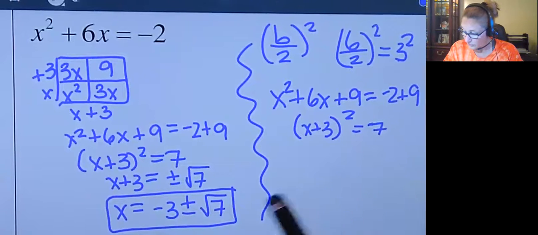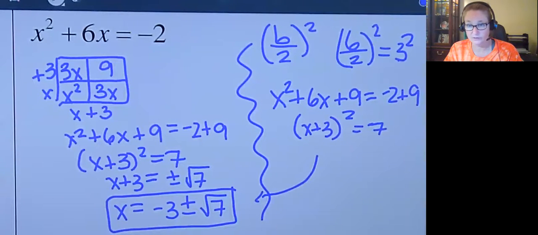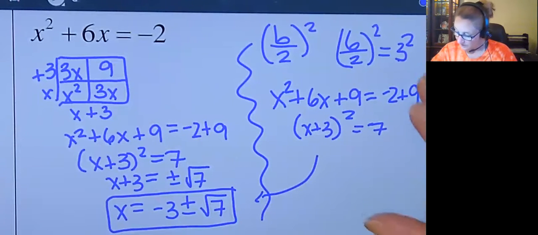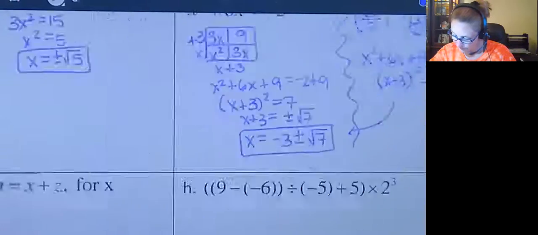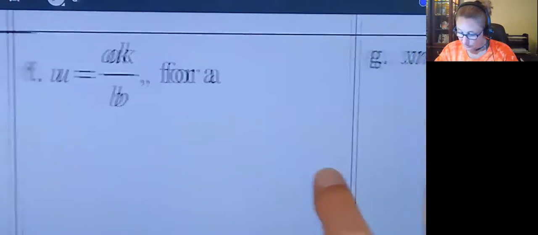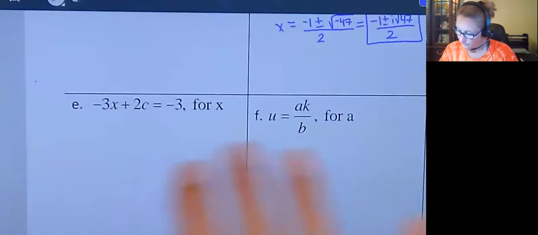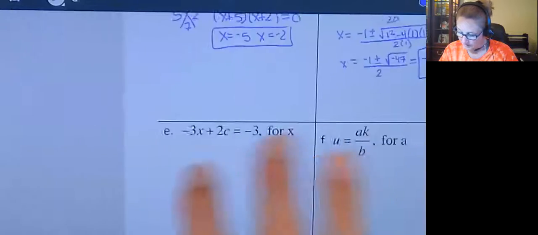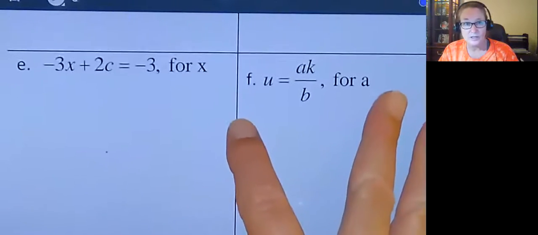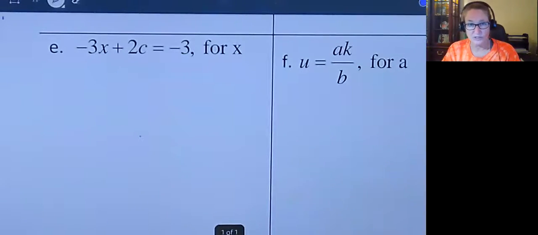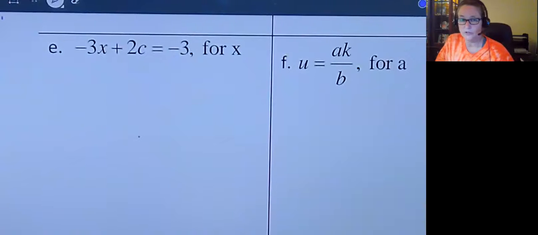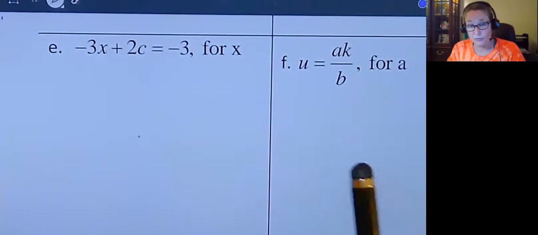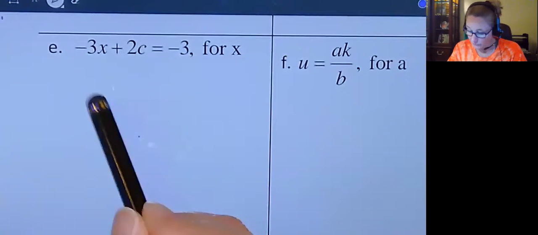And then I can solve, and I will end up getting that answer. Now, the next one is a literal equation. Make sure I got all of them. Yep. Is a literal equation. And what literal equation means is that you have more than one variable. So they're going to have to tell you what variable to solve for. So here they want us to solve for x.